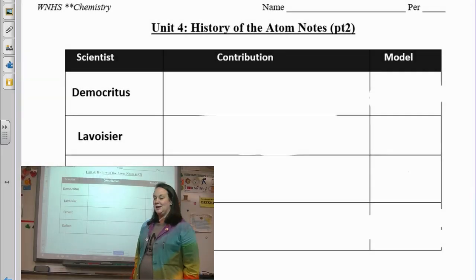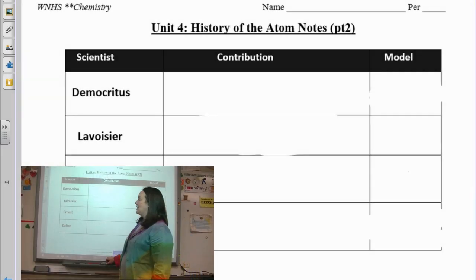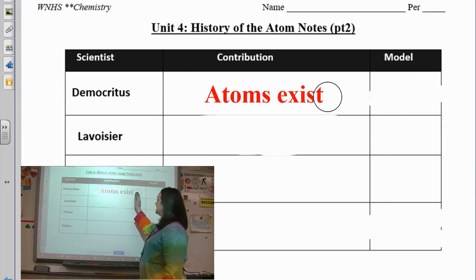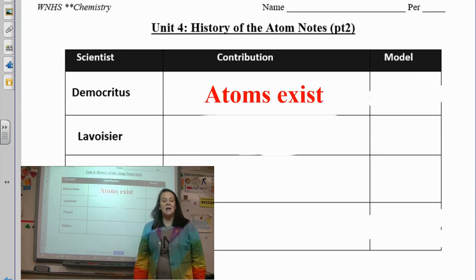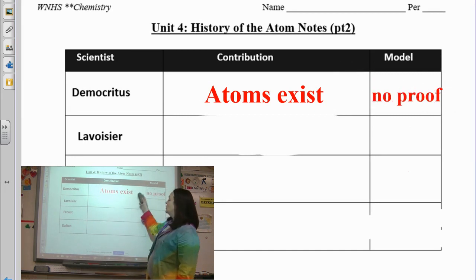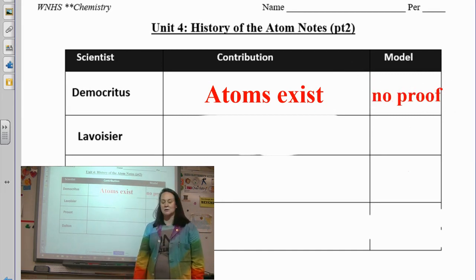Hopefully you went ahead and filled those in. Let's talk about it. Democritus was our first idea that atoms even exist. He had no proof, therefore he had no model, and nobody believed him.